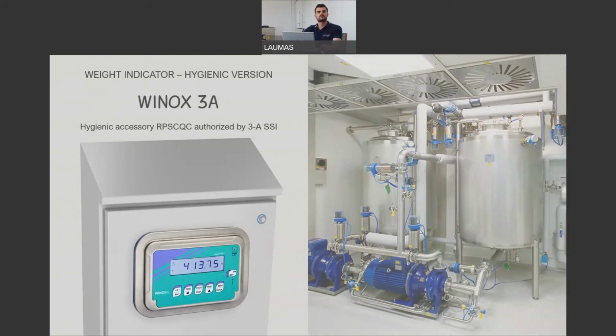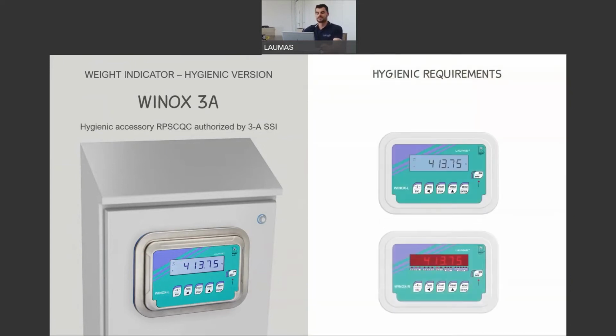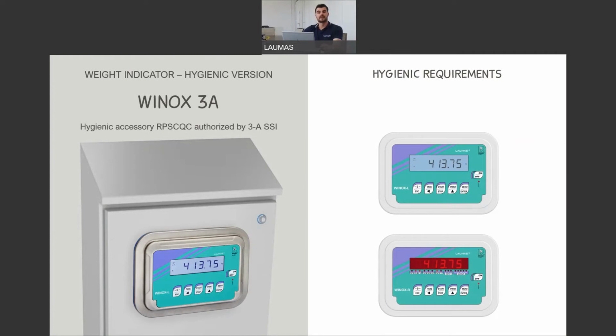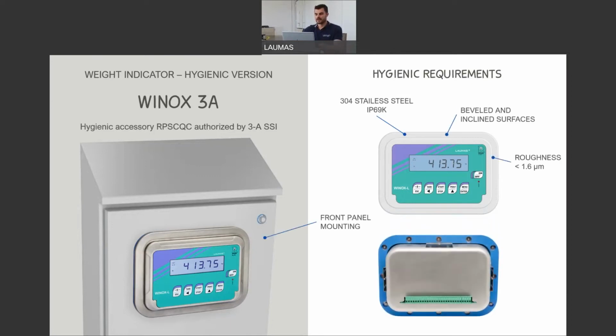Now let's show you our indicator model WEnox 3A. Always respecting the 3A requirements, we obtained the approval only for the front panel version, as for the TLMate E. So again, we used an FDA certified seal, gaining an IP69K protection rate. And as you can see here, in the front panel version, you have a very useful board on the back to make the connection.